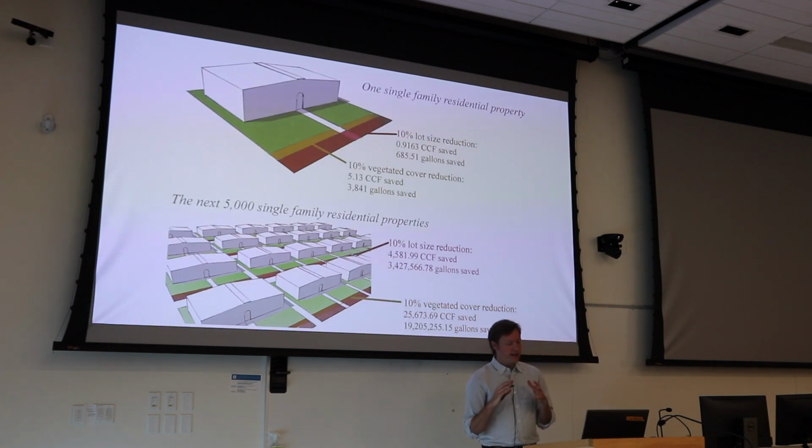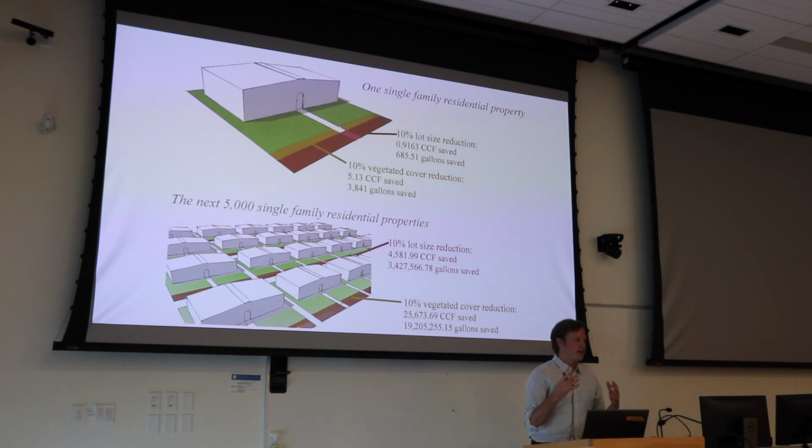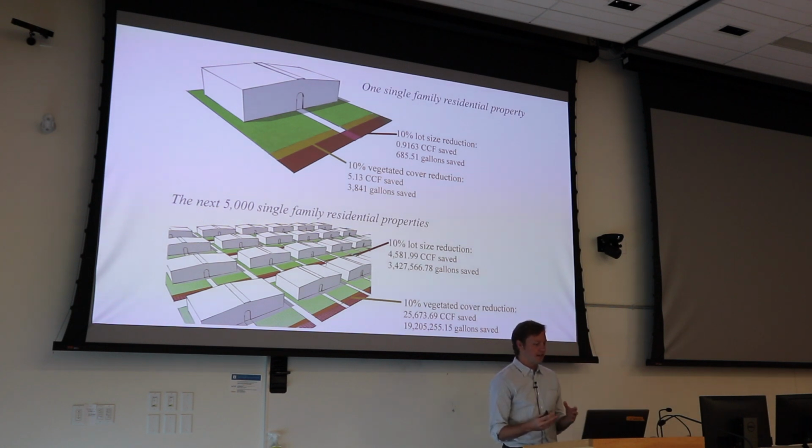So to take those findings and think about them in a planning and design context, here's 2 diagrams. The first one's showing what these changes would look like on one property. That image at the top is showing design changes on a single family residential property. In red, I'm highlighting what a 10% lot size reduction would look like. So not a lot, but you could save an estimated 600, 700 gallons per year just from having a smaller property. In orange, I'm illustrating a 10% vegetated cover reduction, and then you start getting up to 3,000, 4,000 gallons saved a year, and you still have it not that different.